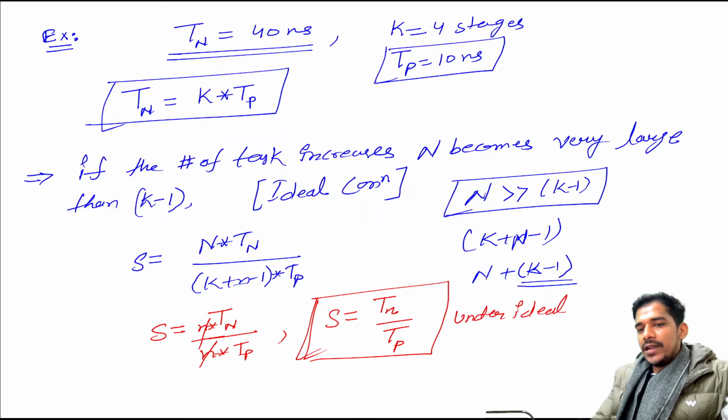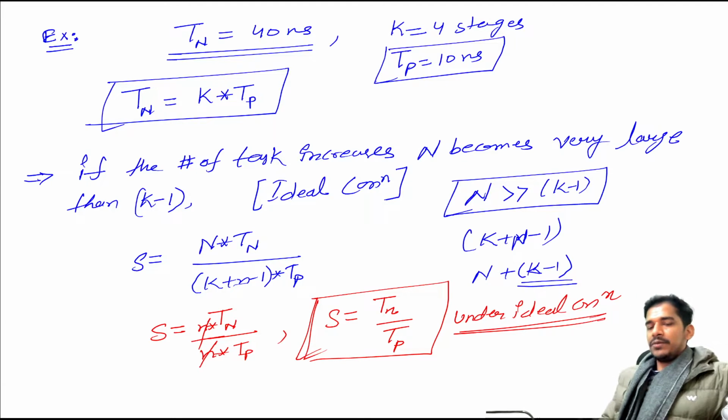That means when we have a very large number of instructions. Sometimes in the question they will simply ask you, let us say, in the pipelining system it takes 40 nanoseconds to complete a task, and in the pipelining system we have 5 stages of the pipelining, in which the delay of the pipelining stages will be given, and they will ask you the speedup under the ideal condition.